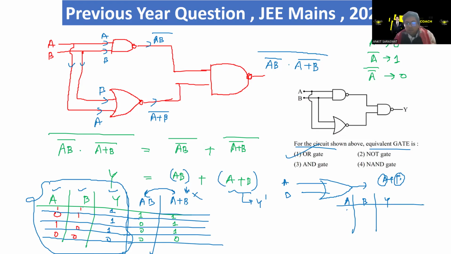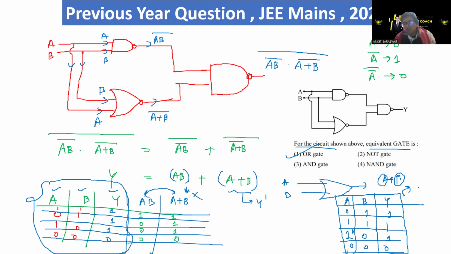Understood? So 0, 1 we are getting 1. 1, 1 we are getting 1. 1, 0 we are getting 1. 0, 0 we are getting 0. So this is the truth table of the OR gate. All right, this is the truth table. Okay, understood. Thank you.